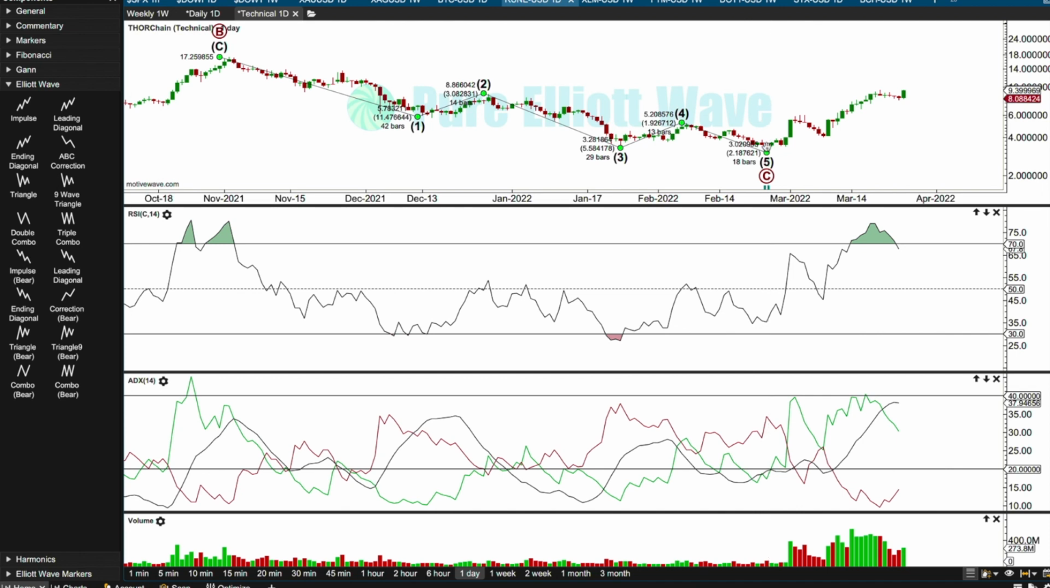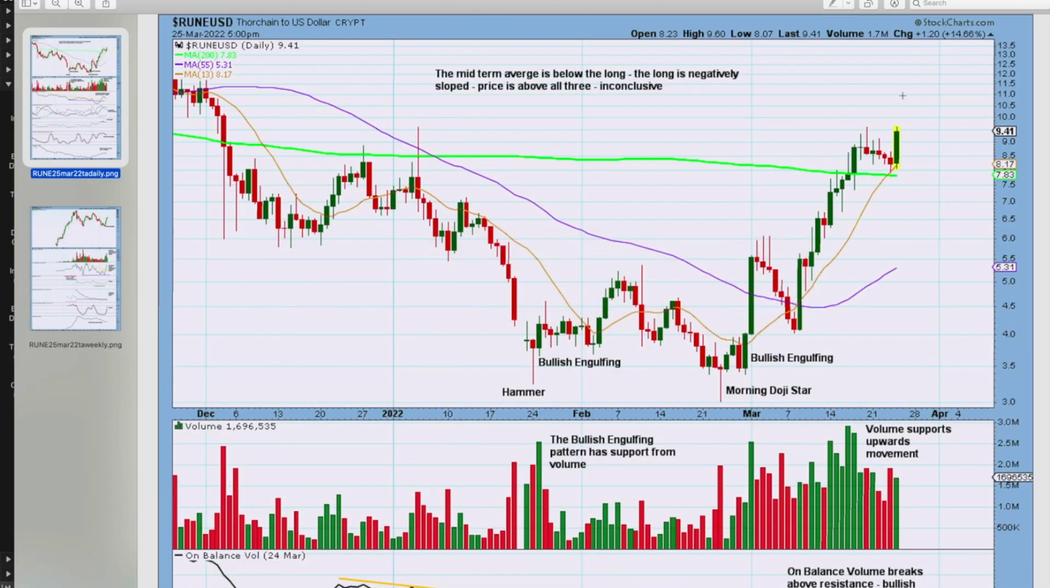And the low here was $3.02. It's already tripled in value, but there's a very long way to go for this market if it's in an early stage of a third wave. So that's my conclusion for THORChain, and I think I'll be buying some of that today.